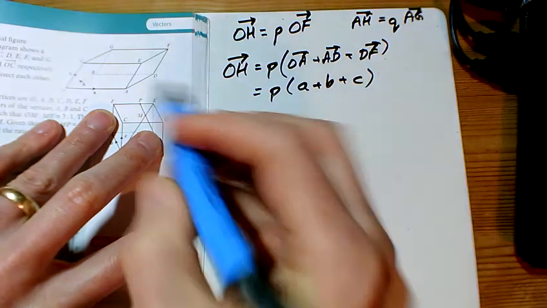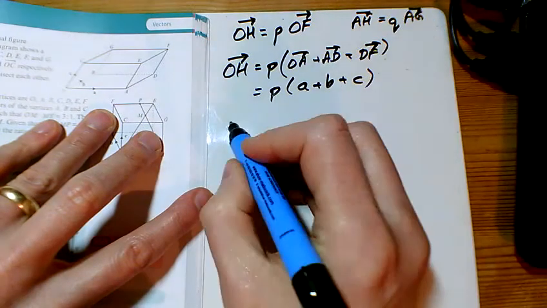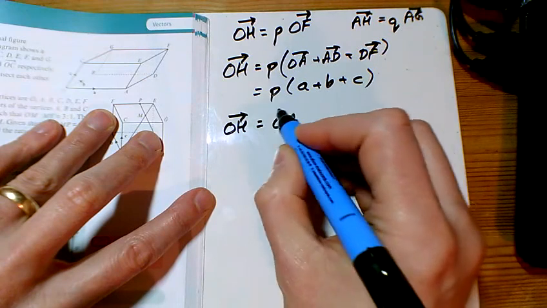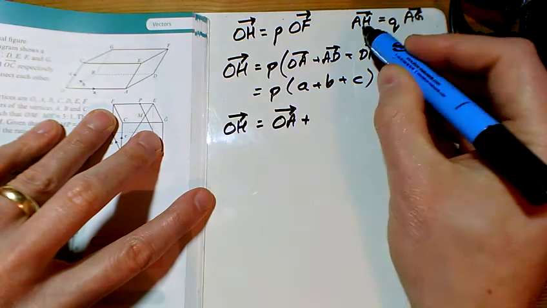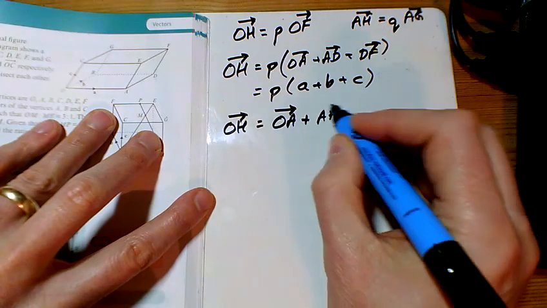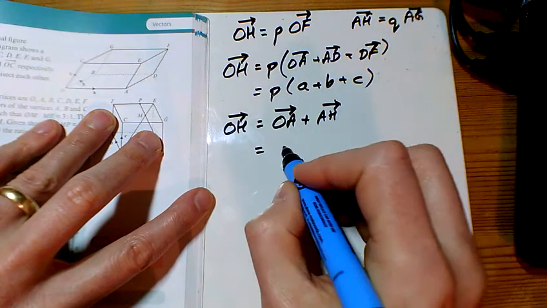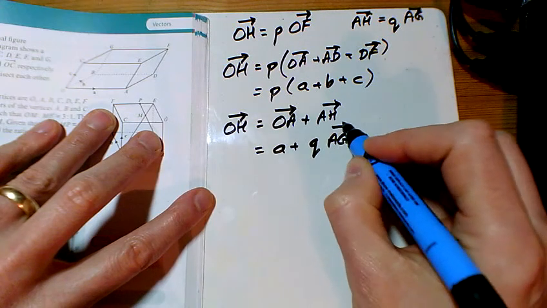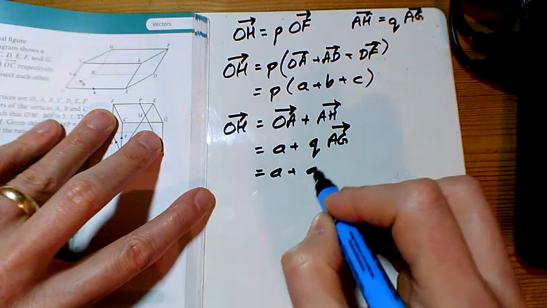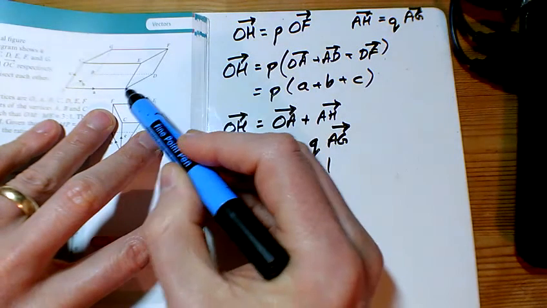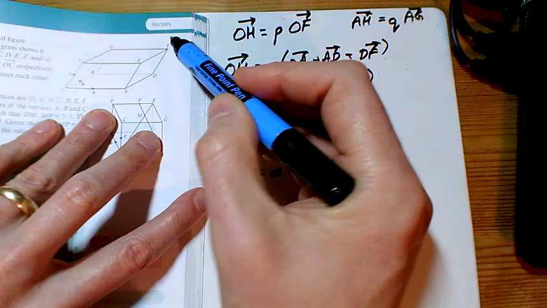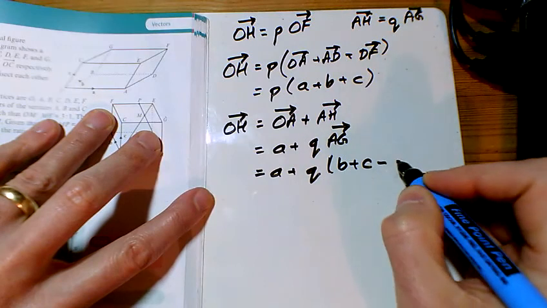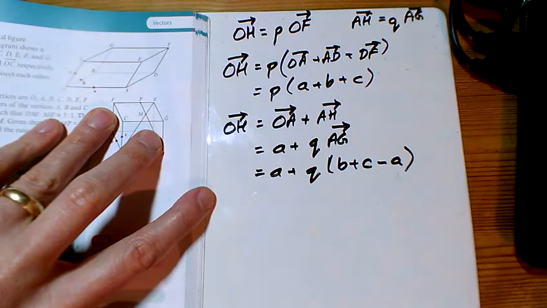But the other way of doing this journey, using this part here, going from O to H, is to first of all go from O to A, and then go on the journey we've got here, this A to H one. So that's A, and this is some fraction Q of the journey A to G. Now A to G, again, is A to D, D to F, and now that's backwards, that one there, so that is B plus C minus A. We've got that there.